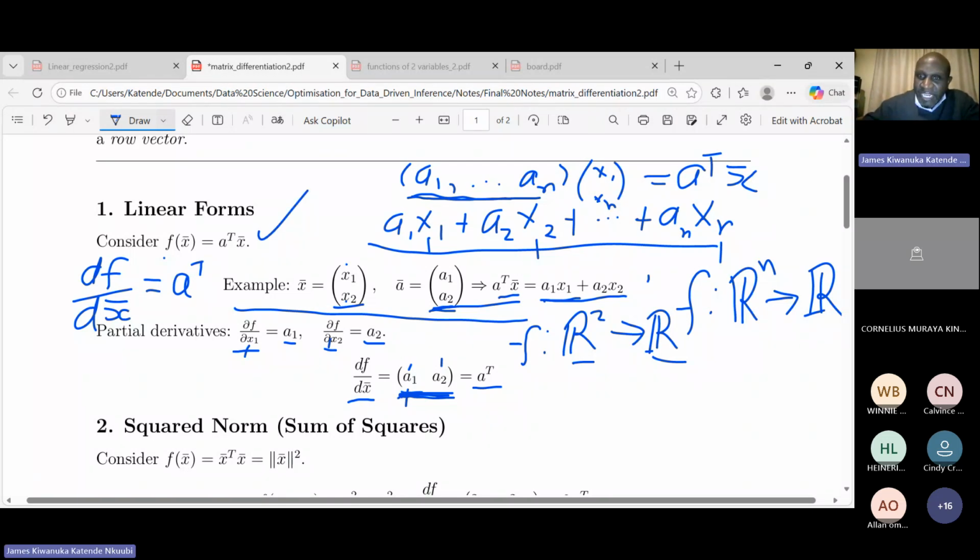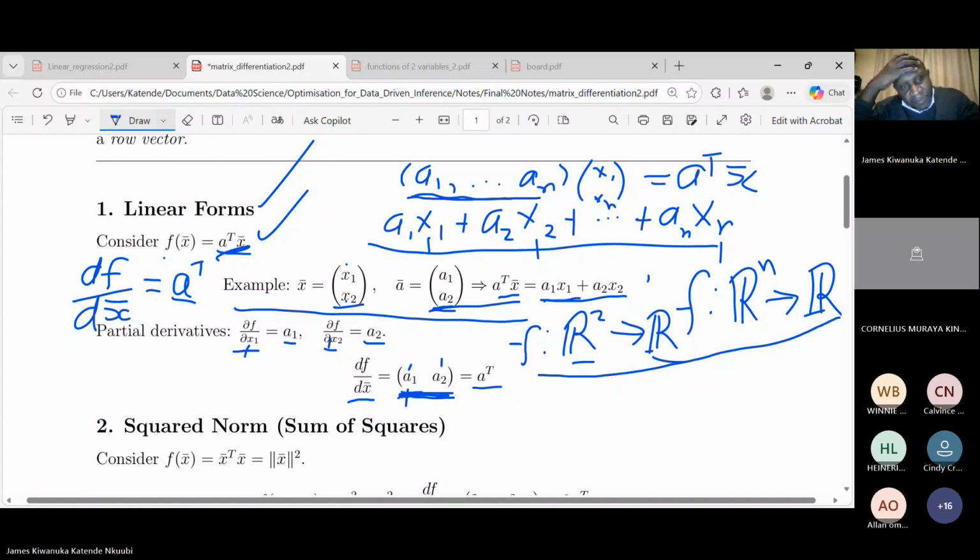So like I said, we're not doing anything different from what we did earlier. We are just putting some of the common derivatives we'll encounter in a compact form. So this is a linear function, and the derivative of a linear form is just the transpose of this vector a, consisting of the coefficients a1 up to an. This example restricts itself to two variables, which is easier to understand, but it works in general.